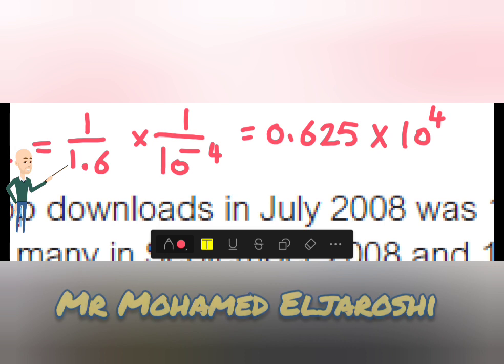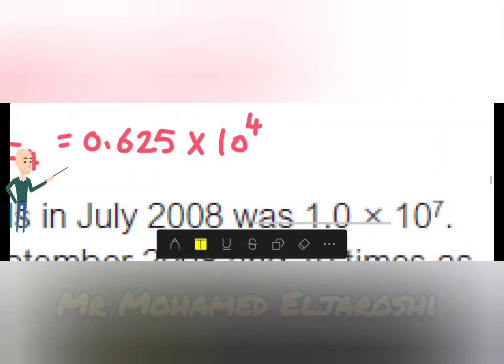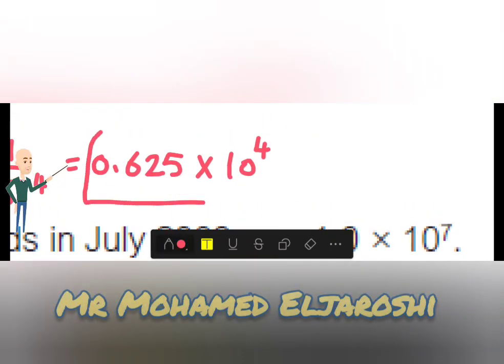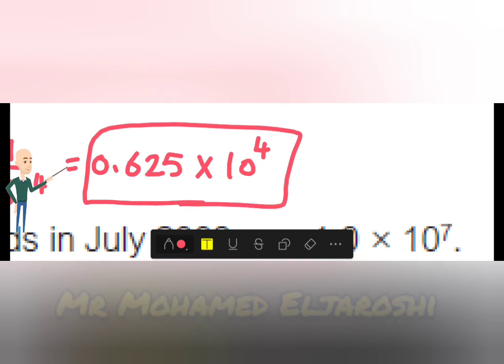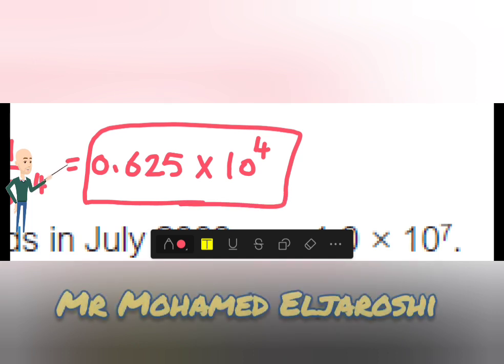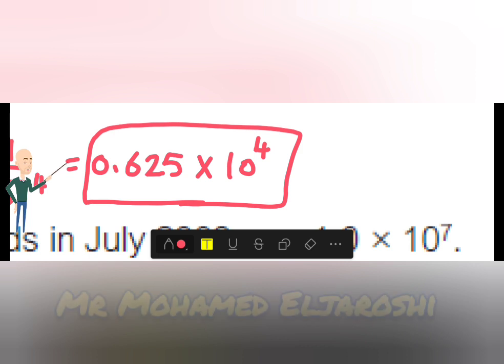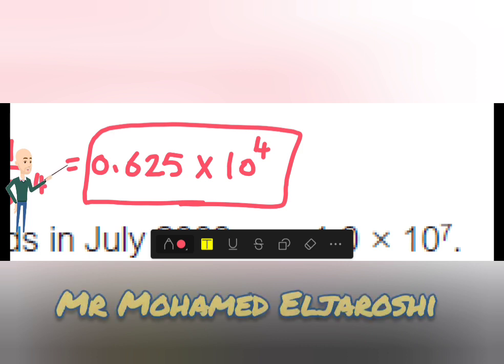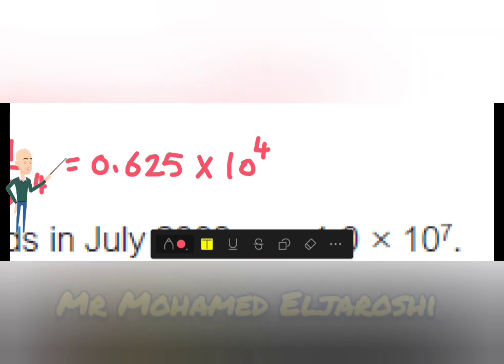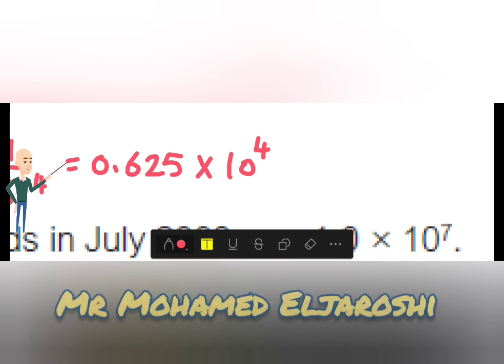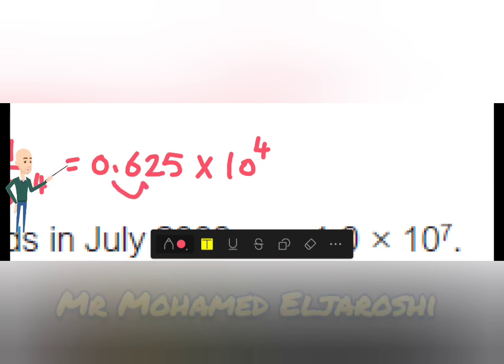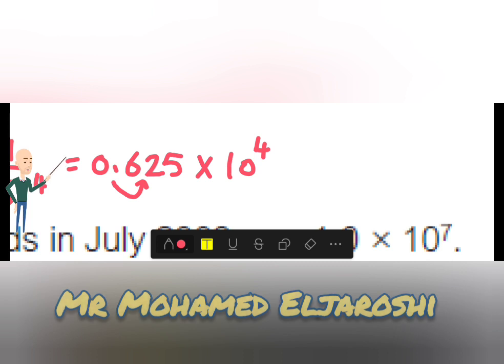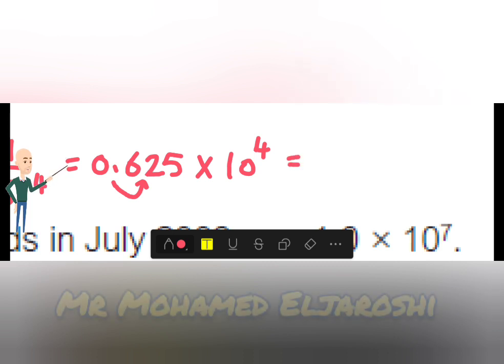Very good. Now, after doing this, we check if this is in standard form or not. So 0.625 multiplied by 10 power of 4 is not a standard number. So we have to make it a standard number. How do we do this? By moving the decimal point to this side one time. So it's going to be what? Very good.